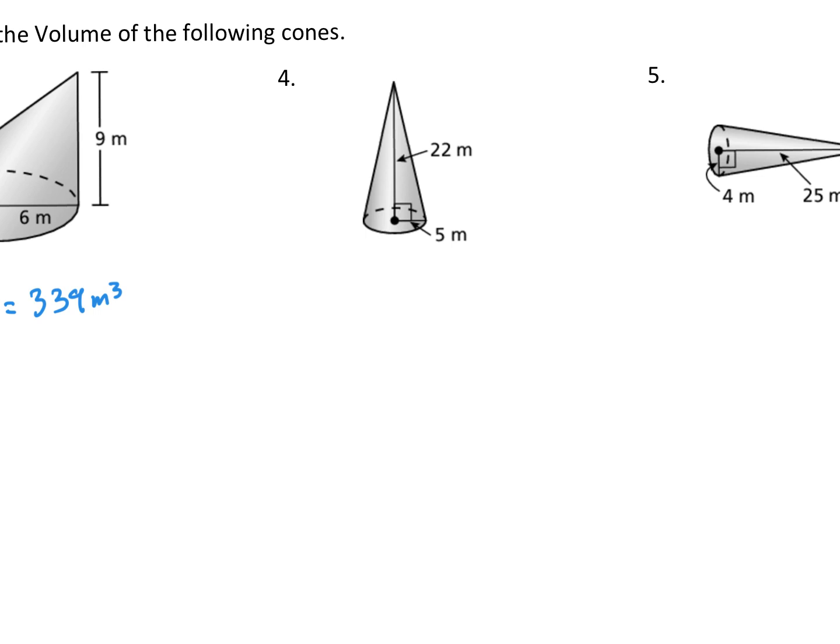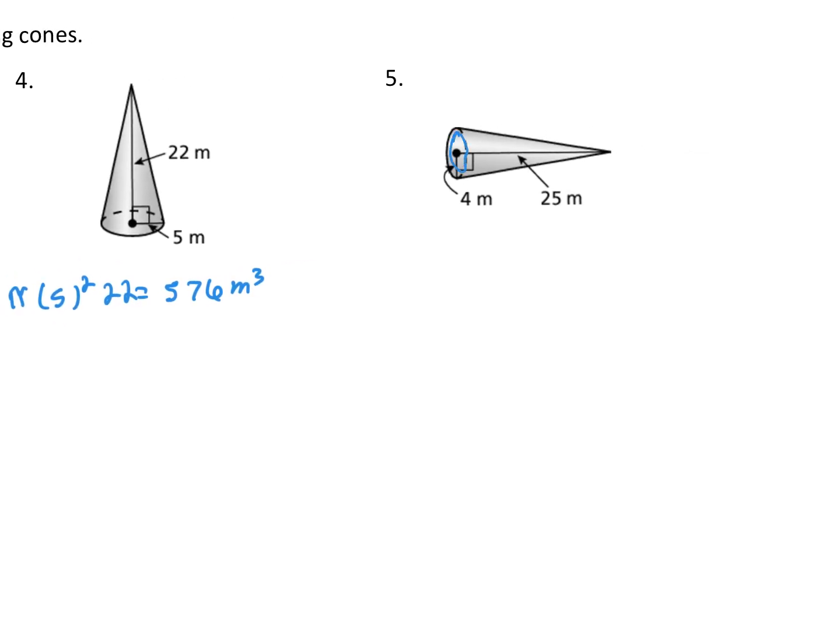Number 4 gives us the radius and the height, perfect. So 1/3 pi times 5 squared times 22 as the height. Multiply all that through, that gives us 576 meters cubed. Last one, this one down here, this part is the base. So our radius is 4, so it's 1/3 pi times 4 squared. The height now is 25. That gives us 419 meters cubed.